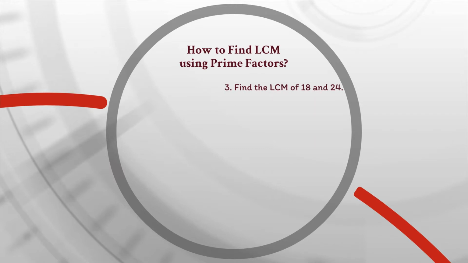Listing the multiples is not the only way of finding the LCM. There is another way of finding it. Let's learn how to find the LCM by using prime factors. To learn how to do it, we need to actually find the LCM of two numbers. Let's have 18 and 24. We will find their LCM by using prime factors step by step.